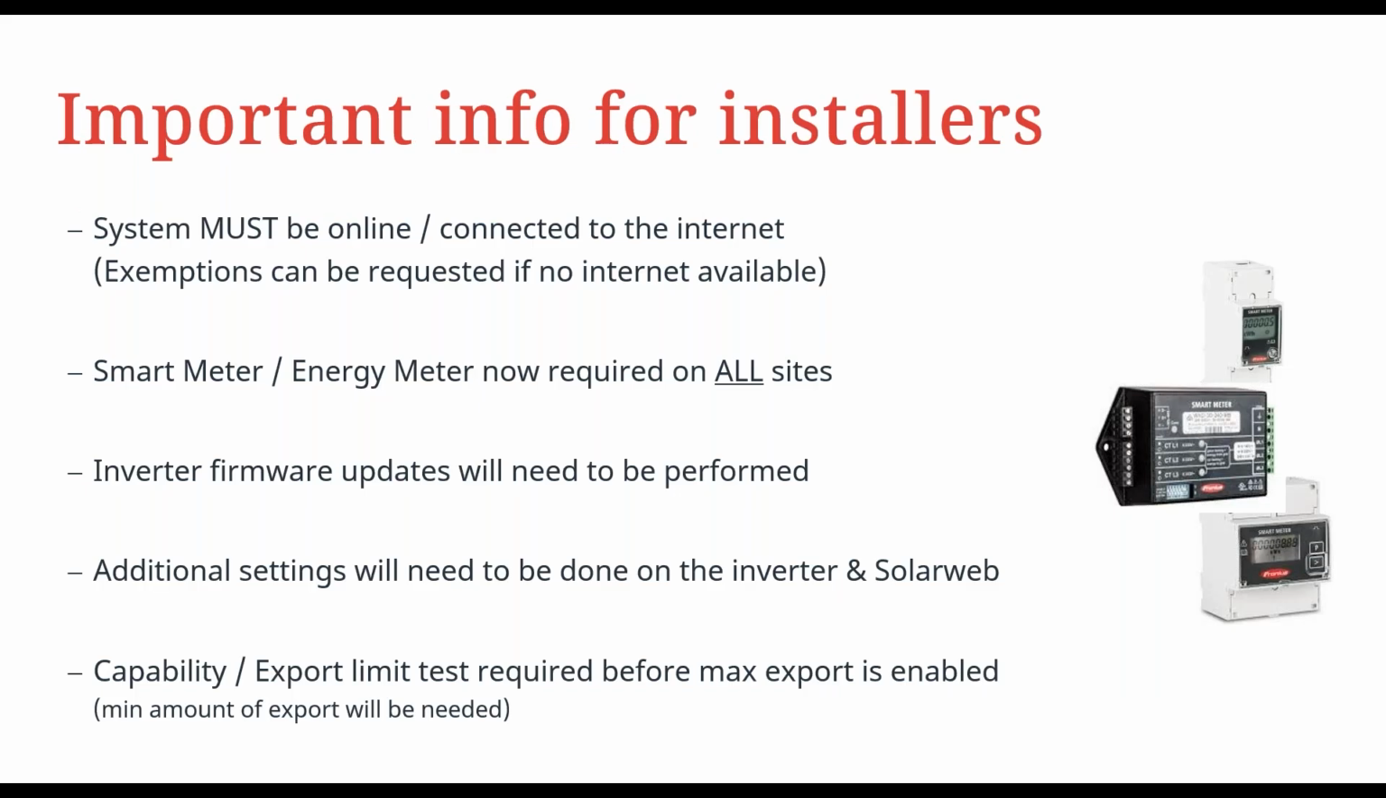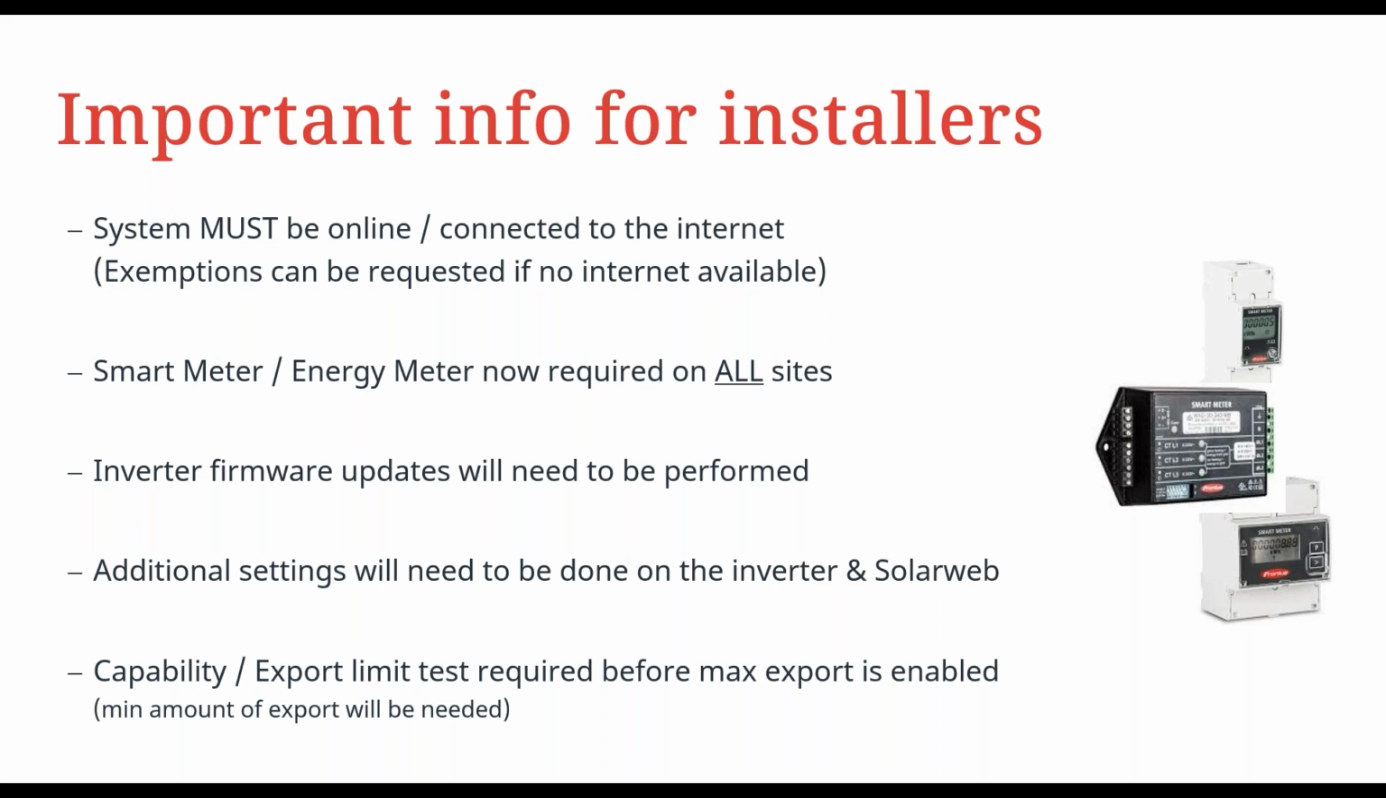So, important things for installers. The system must be online or connected to the internet in order for all this to work. You can get exemptions from the various DNSPs. I'm not fully aware of the methods of how you do it, but you can exempt it, meaning that if you don't have internet or there's no way you can get it there, then you can go for a static limit, and those static limits will be those limits that I mentioned before.